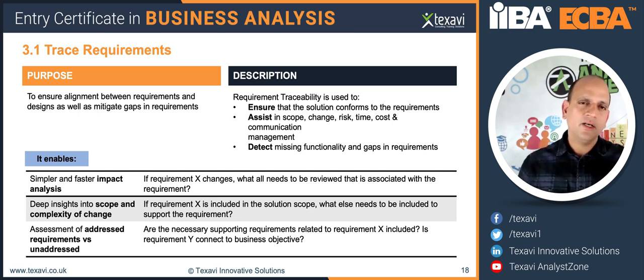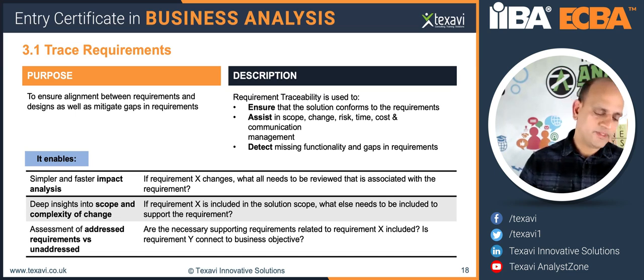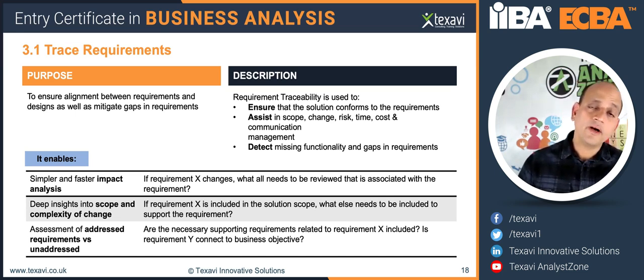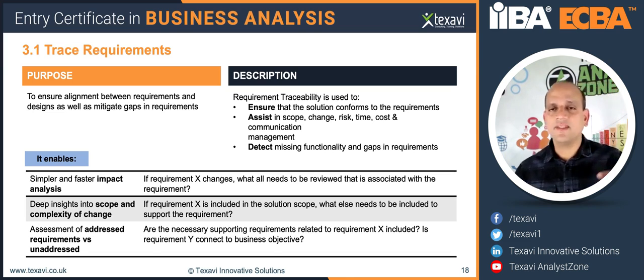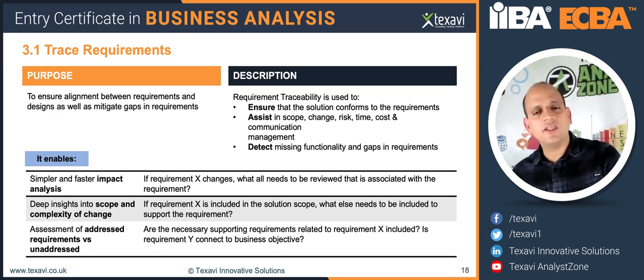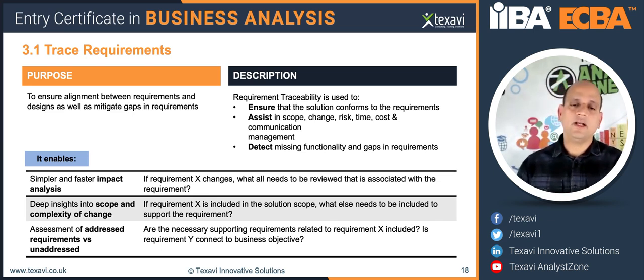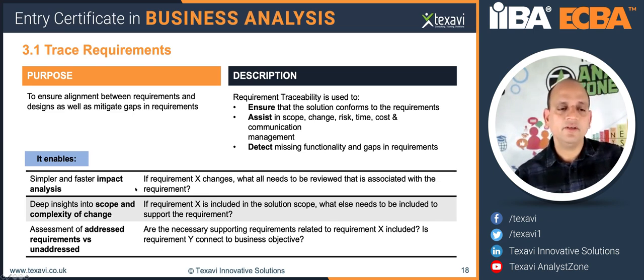So if there is a small change in the business requirements, saying that I want this website to be responsive, or I want this to be able to work on mobile phones as well, then what should I change in the architecture? What should I change in the design? What should I change in the code? What more should I do? That's what is important for the impact analysis.